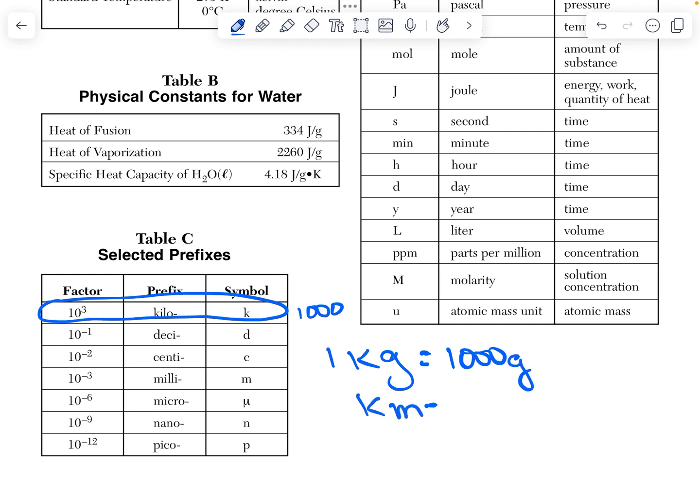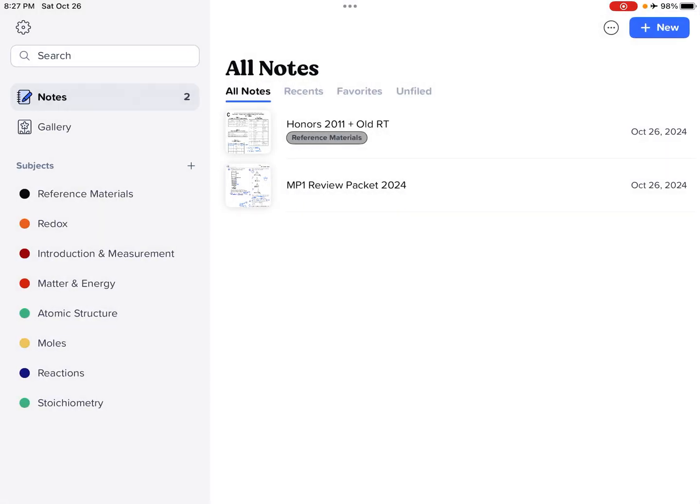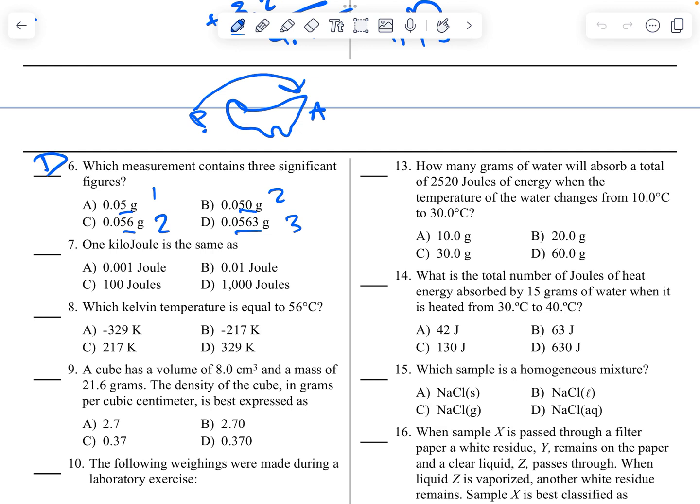1 kilometer is equal to 1,000 meters. So kilo means 1,000 times larger. So you'd have 1,000 little pieces within there. So over here, 1 kilojoule is equal to 1,000 joules.